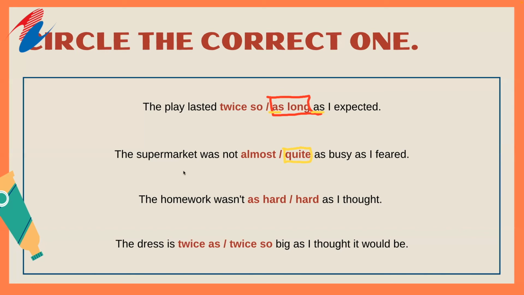네, 그러면 선생님들, the homework wasn't as hard as I thought. 이거는 정답입니다. Because it's going to be as and as. 그쵸? So it's going to be the homework wasn't as hard as I thought. Okay? 네, 그러면은 마지막 거. This one. The dress is twice as big as I thought it would be, or the dress is twice so big as I thought it would be. 네, 그러면은 제가 10 seconds 이거는 10 seconds를 줄게요.